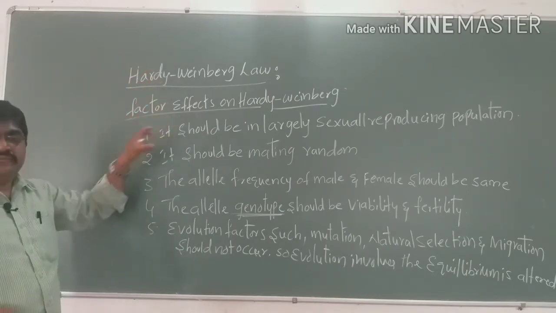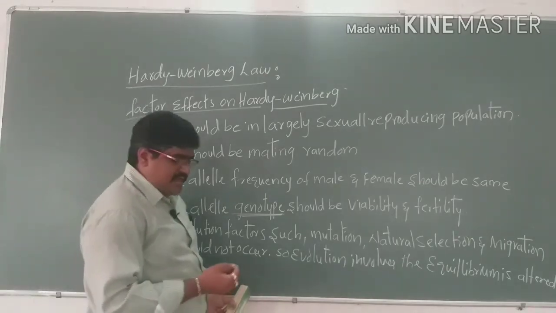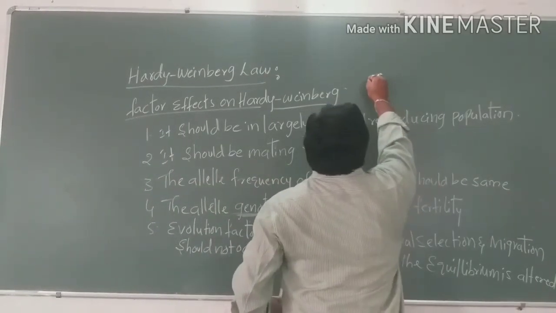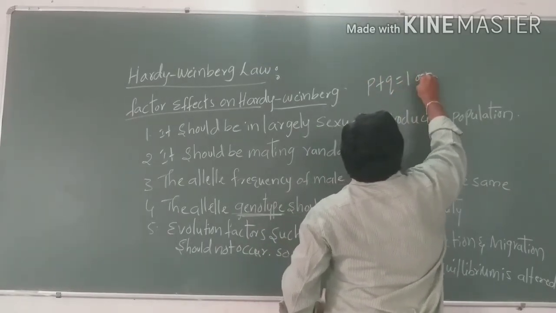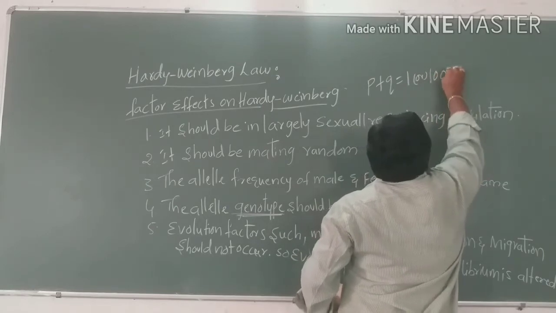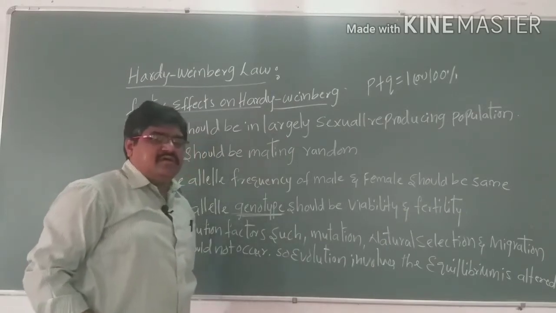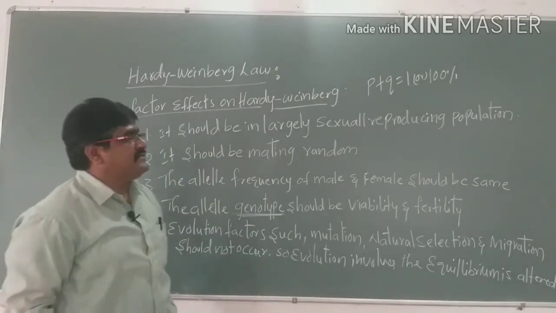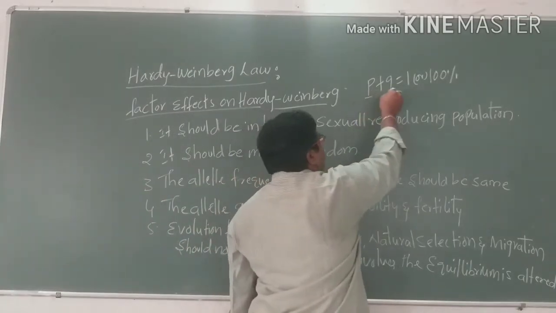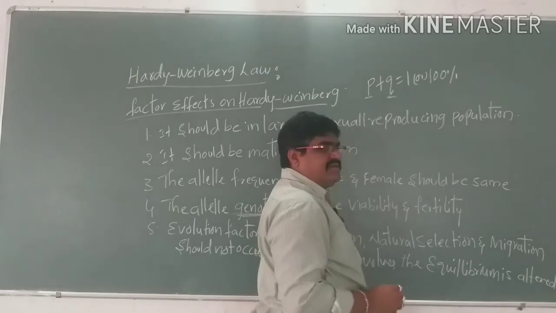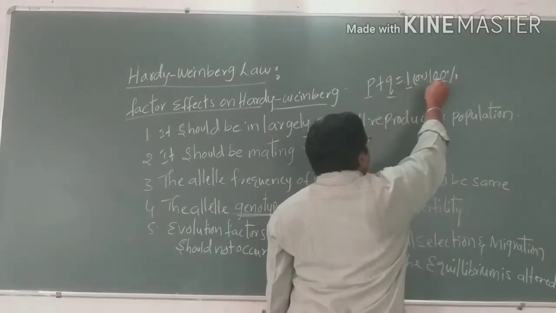In the Hardy-Weinberg law, they gave a principle, an equation called P plus Q is equal to 1, or otherwise 100 percent. That means the alleles present, P and Q, are the allele frequencies in a gene pool, and they always sum to 1, or 100 percent.